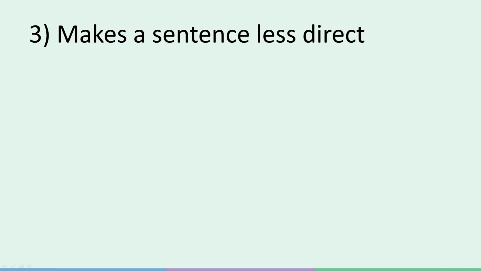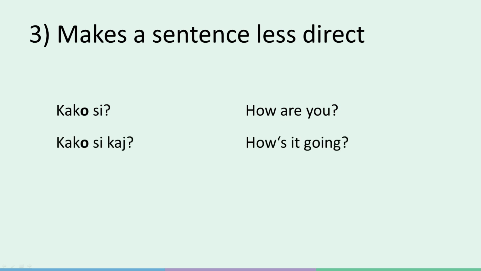The third meaning of the word kaj isn't that common in Slovene in general, but when it comes to spoken Slovene, it's something we use pretty often. Kako si means how are you. Kako si kaj is a way of using the word kaj to make the sentence longer. Making a sentence longer can serve to make it less direct and so perhaps a bit lighter or friendlier.